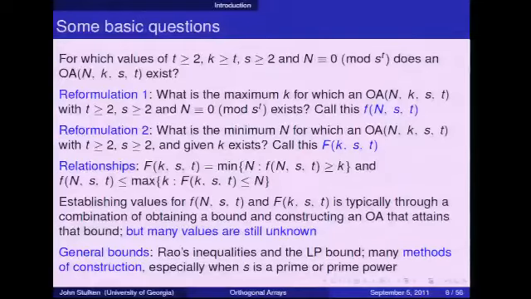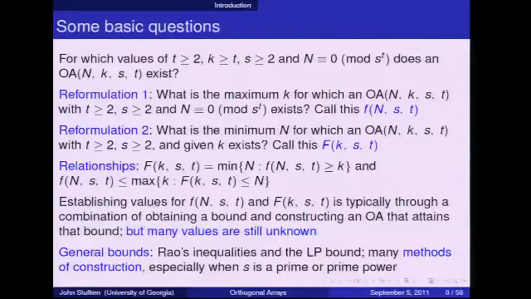So how do you establish values for those functions? Well, typically you find bounds in some way, and then obtain constructions of orthogonal arrays that attain those bounds. That's how you establish values for those functions. But as I said, many values are still unknown.